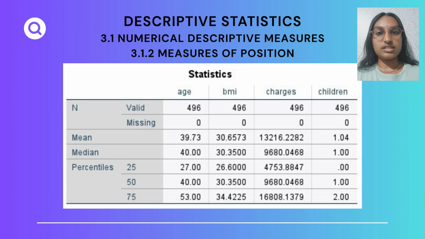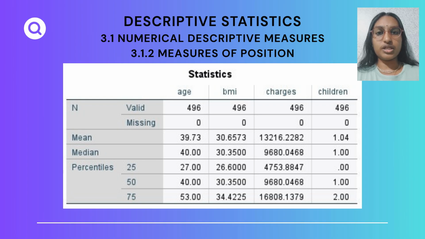For insurance charges, the median is RM 9680.05 and the mode is RM 1137.01. Q1 is RM 4753.88 and Q3 is RM 16808.14, meaning that 50% of respondents have insurance charges within this range. Since the mean is higher than the median, the distribution is positively skewed.